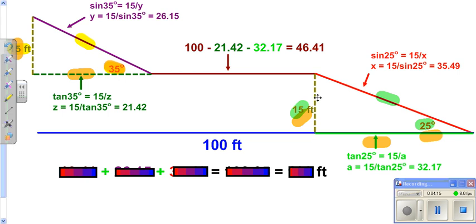Well, we're trying to figure out the total length. That would be the purple, the brownish maroon here, and the red. All we have to do is just add those together. So we'll add together the maroon that we just got, plus our purple, plus our red. That gives us 108.05. Now we'll round it to the nearest foot, and we get 108 feet.